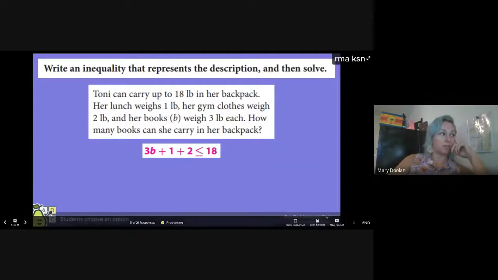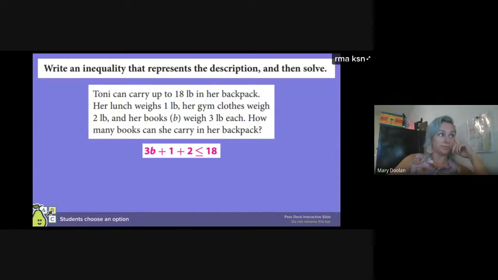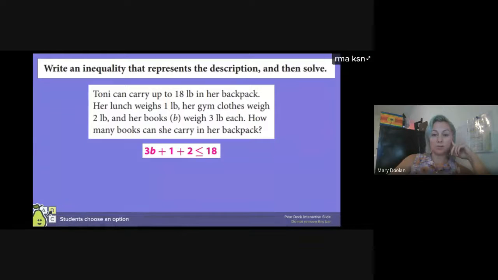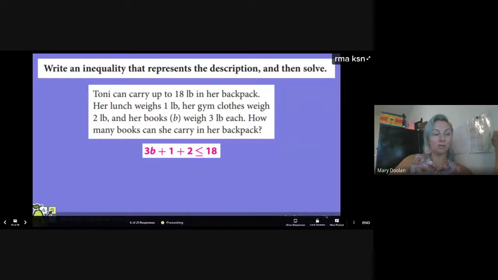I have 5 responses. 3b is less than or equal to 15. Then what do we do? 3 times b, you want to get b by itself. Inverse operation. Instead of multiplying by 3, we're going to divide by 3. Divide both sides of your inequality by 3.